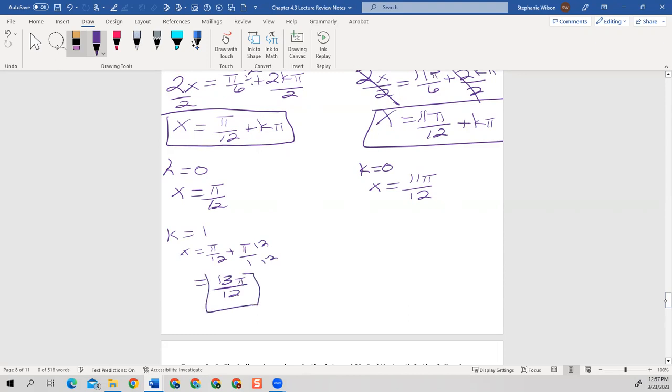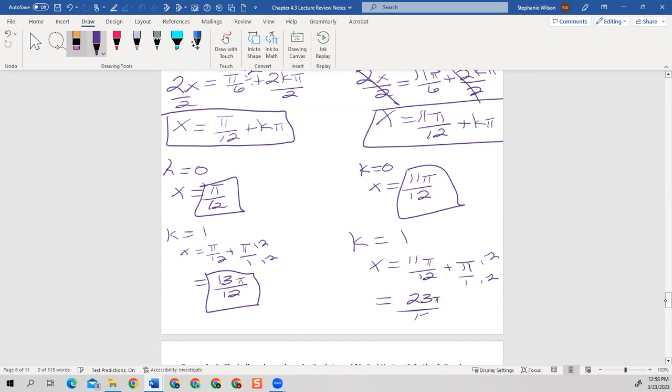So that's another value. Let's find our last one over here. Plug in 1. Then I got x is equal to 11 pi 12ths plus 1 times that k, which is 1 times pi. We got to find a common denominator. So I got 11 pi plus 12 pi, which is 23 pi 12ths. So we got 4 here. If it wants more, then I would use k equals 2. And if it wanted more than that, then I go to k equals -1.